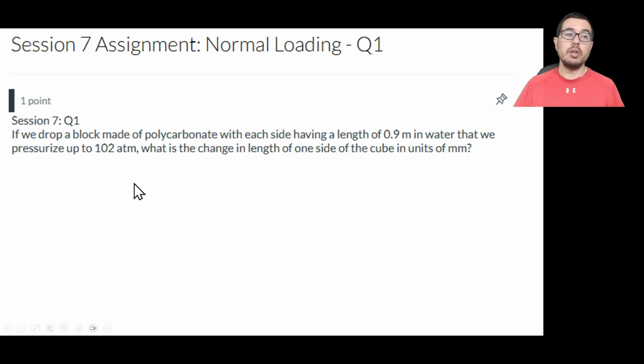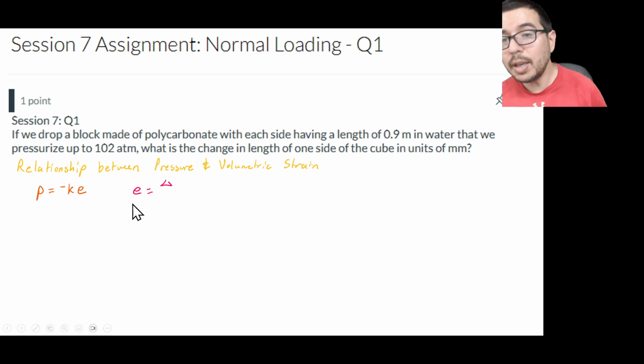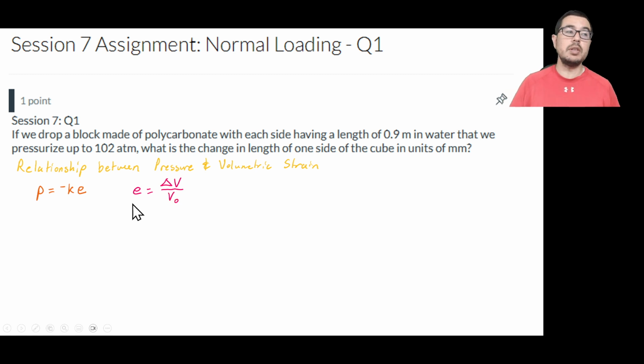Let's go ahead and get started by writing out the relationship between pressure and volumetric strain. They are related through the bulk modulus, which is what we call K. So we have pressure, bulk modulus, and volumetric strain. And the volumetric strain is just the change in volume of this cube divided by its initial volume.